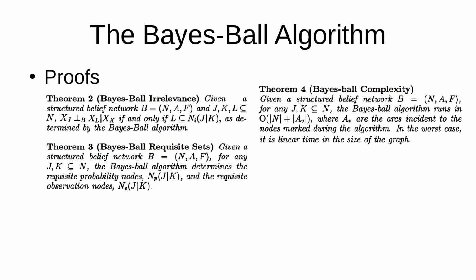In the subsequent section, the proofs are given for theorems that state the Bayes-Ball algorithm correctly determines the irrelevant set and the requisite sets. It is also proved that the algorithm performs all this in time proportional to the node count plus the number of instant arcs marked during the algorithm. Therefore, the algorithm works in sublinear time to the size of the graph.